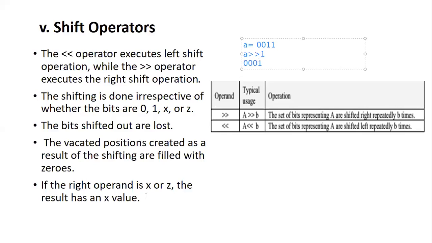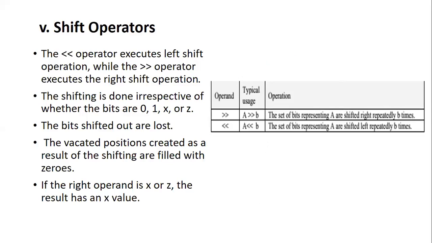If the right operand is an x or z, the result will have an x value. Suppose I have 001x, where the right operand is x, then the result will be x001. It will not be 0001. This MSB is filled with x. Similarly, for the left shift operator also, similar things will happen.